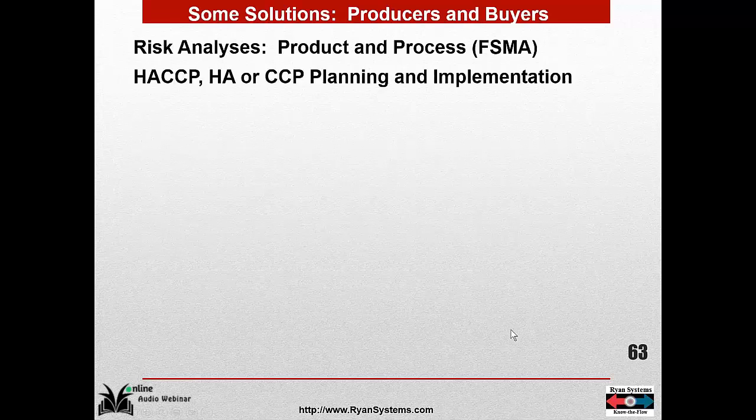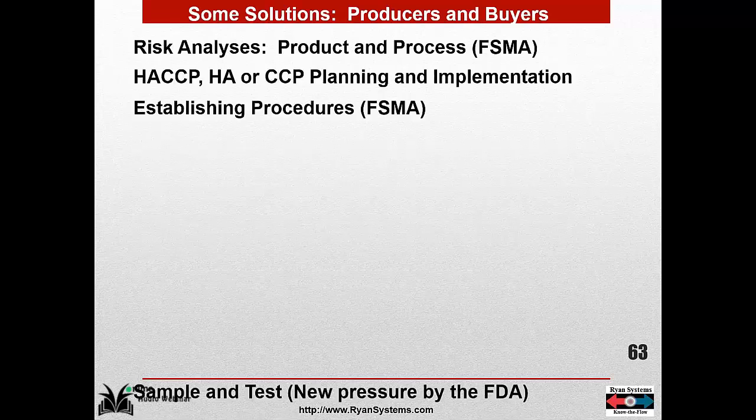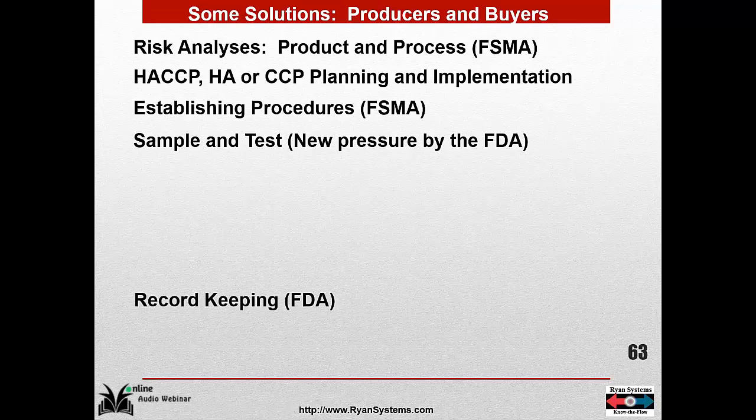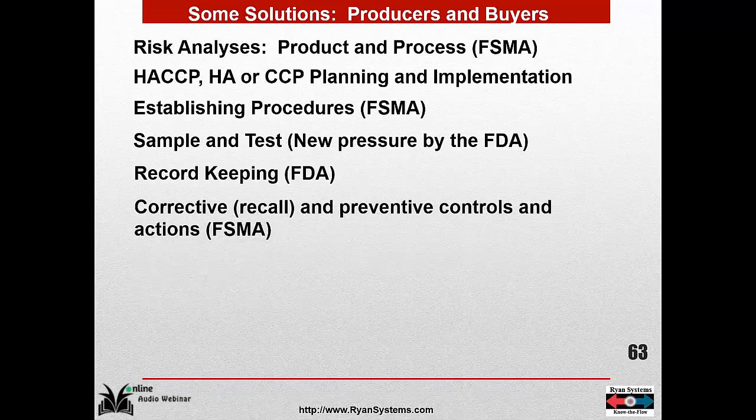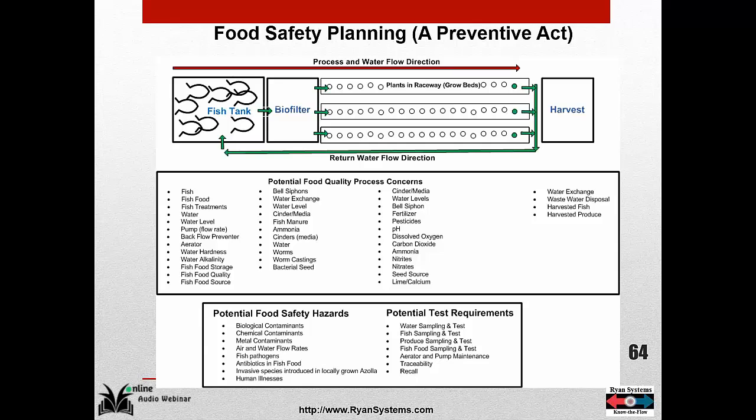Do a risk analysis. Do your planning and implement it. Come up with some procedures, sample and test. Keep your records because the feds want all your data. And then come up with corrective and preventive controls. Verify and validate. Here's an example of doing that kind of thing.